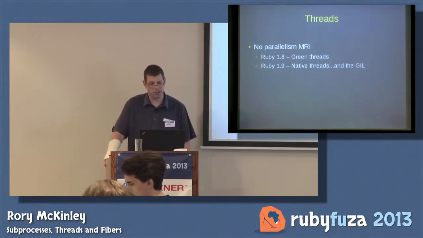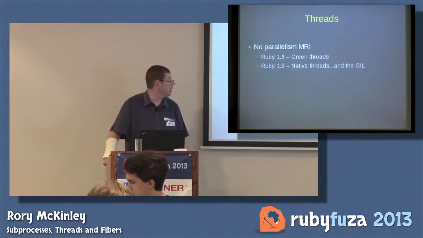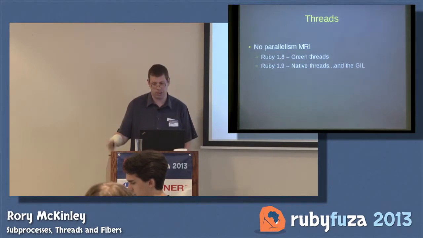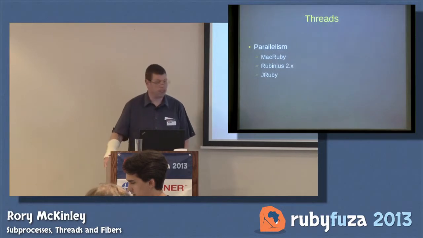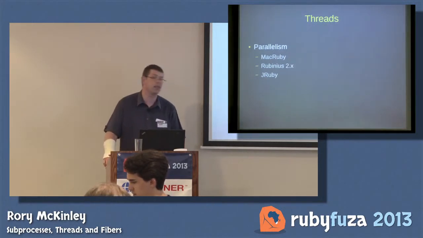In MRI Ruby, so the C-based Rubies, you don't get any parallelism at all. In Ruby 1.8, that's because of green threads, and in Ruby 1.9, it's because of the GIL, or the GVL is the other name for it. But you do get parallelism in MacRuby, the 2.0 branch, Rubinius, and JRuby.